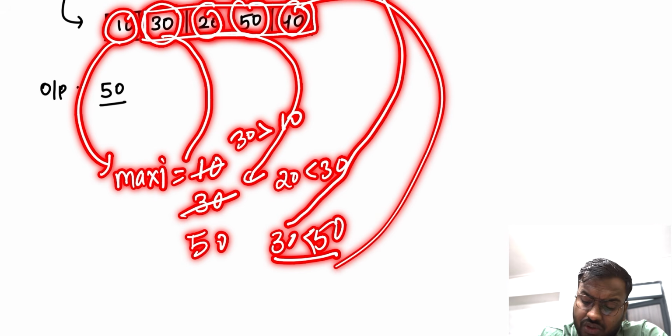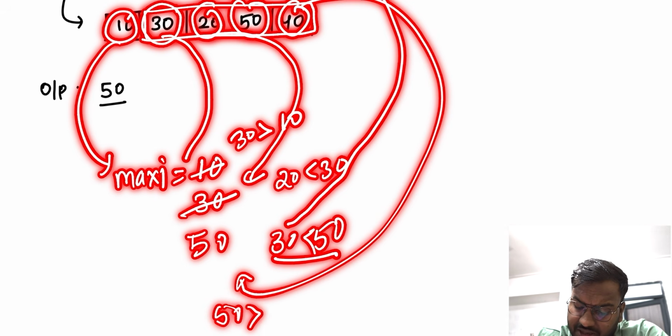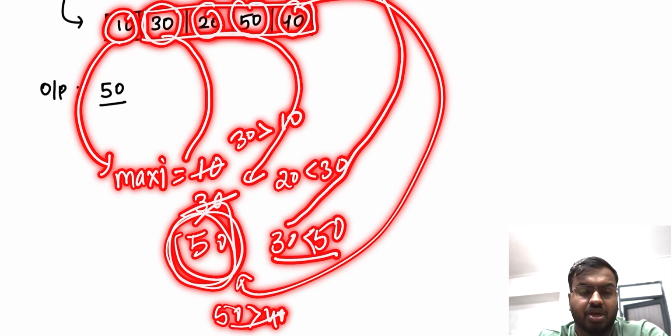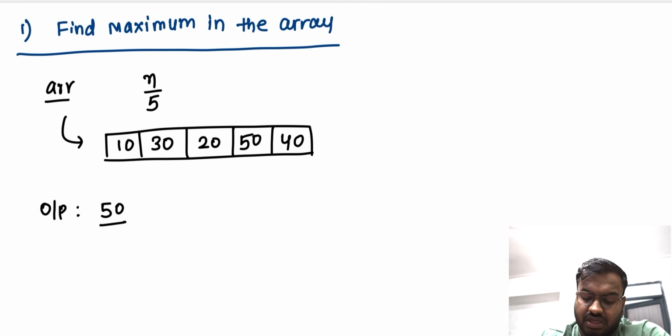Next time take 40, compare it with 50. Again 50 is greater than 40, so no need to do anything. My maximum is 50. So this is my approach. That is how I am going to solve this particular problem. So I think intuition is pretty clear to everyone. First, mark the very first element as the maximum element, and then after traverse the whole array, and then after compare each element with the maximum. If the element is greater than the maximum, you are going to update the maximum.